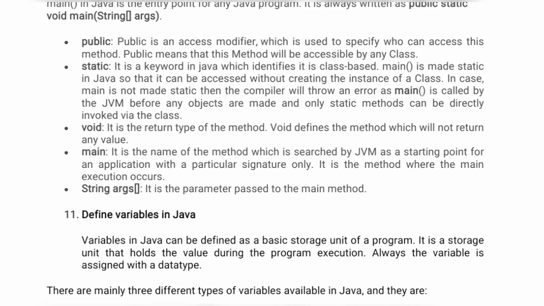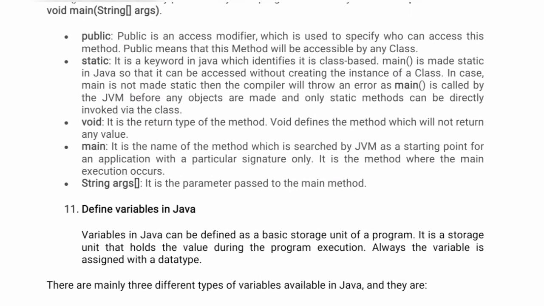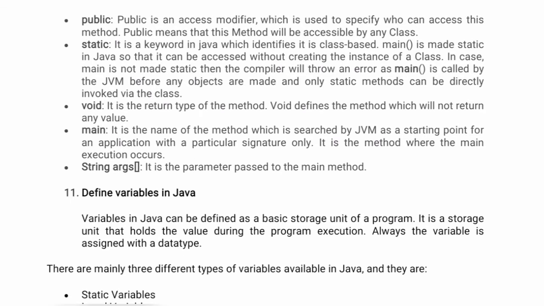Okay. So if you want to use the main method, that is only possible by creating an object. Without creating an object, we can access the main method through the static keyword. Okay, I hope it is clear. Next, void. Void is a return type which means nothing. It will not return any value.